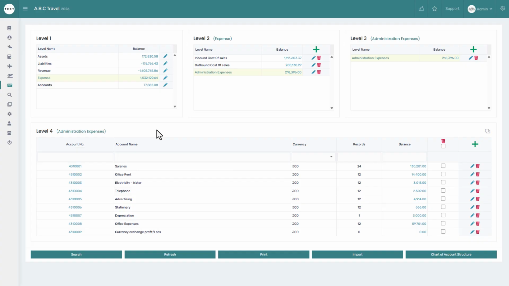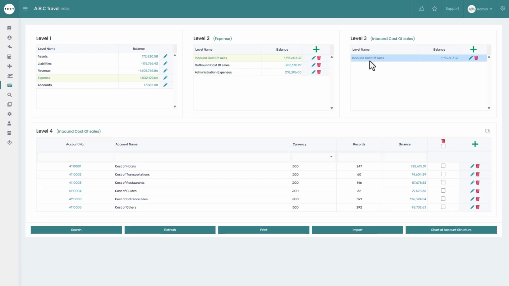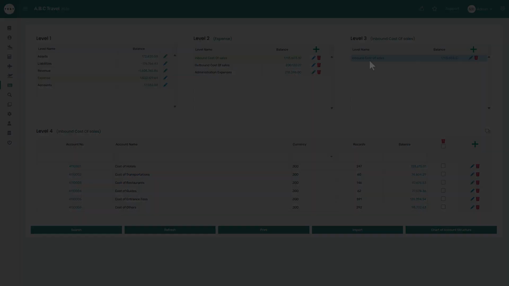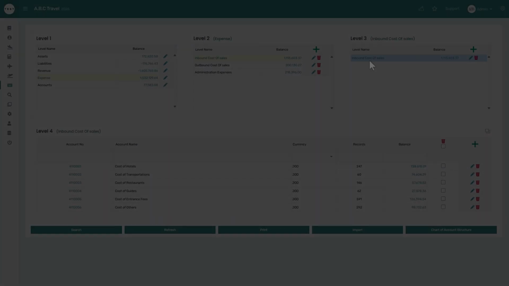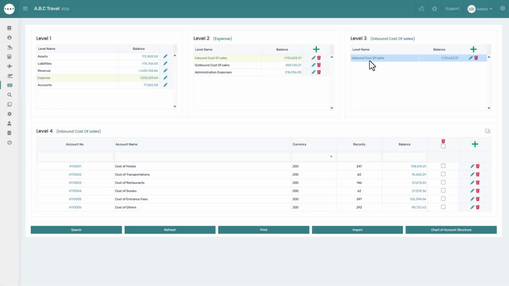But cost of sales is also used for file-level profitability when connected correctly to the file number or cost center. For example, when a hotel booking is posted from an incoming file, the system records the hotel cost as a cost of sales. This posting usually happens from the reservation file under the Related Service tab, such as hotels. When the user clicks Post on the service record, Maxis transfers the financial transaction to accounting. This is why it is important to configure cost accounts correctly.